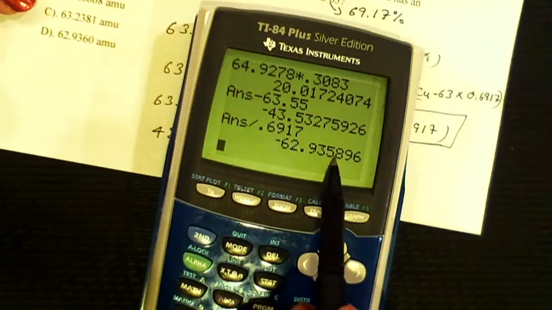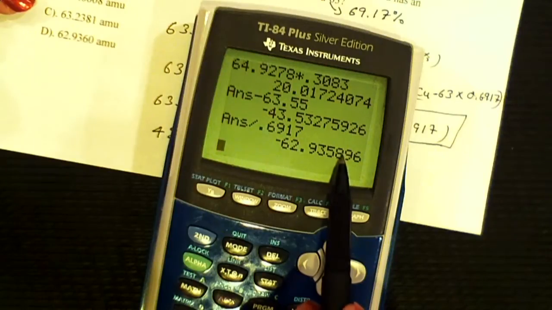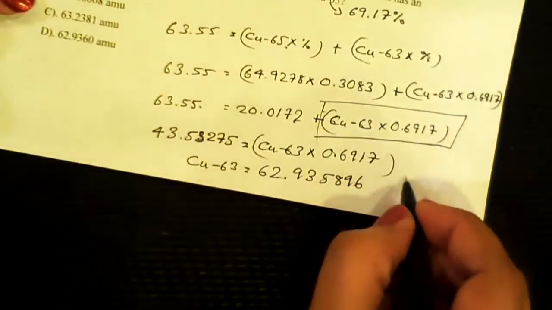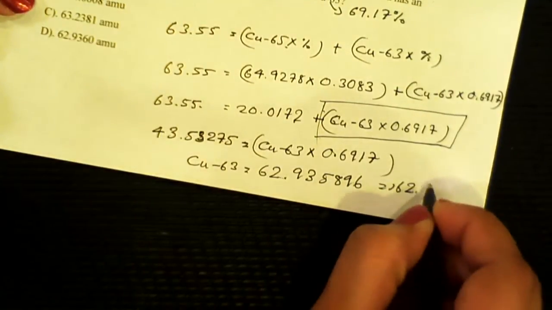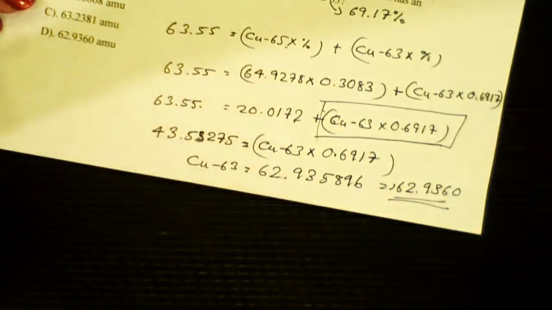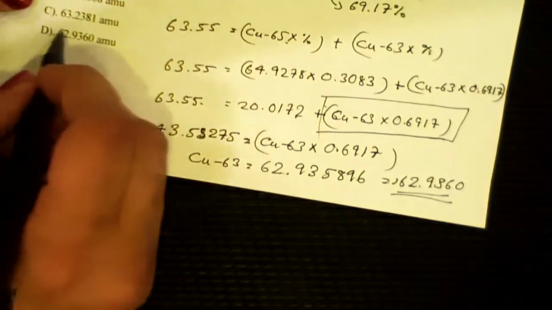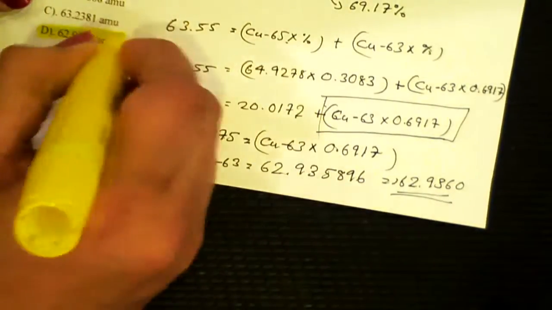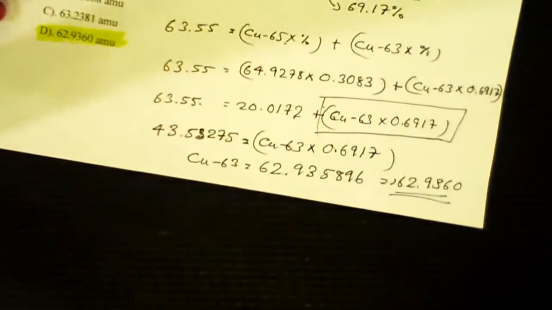I think some calculation error, so it should be like 599. So if you get rid of this 9, it will go up by 1, so you will end up with the answer 62.9360. So our answer will be 62.9360. Okay.